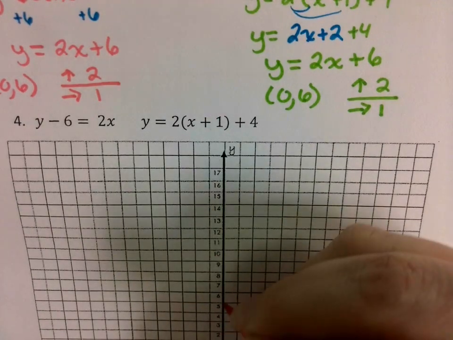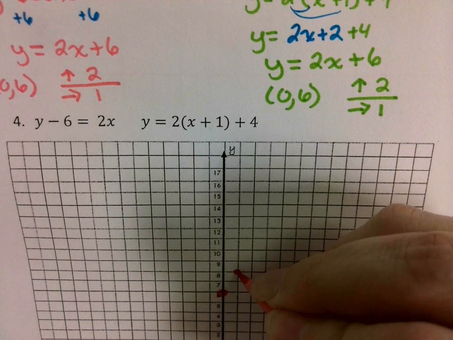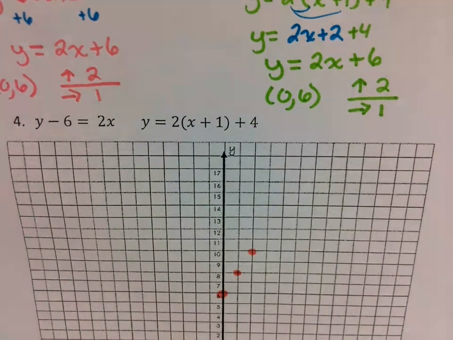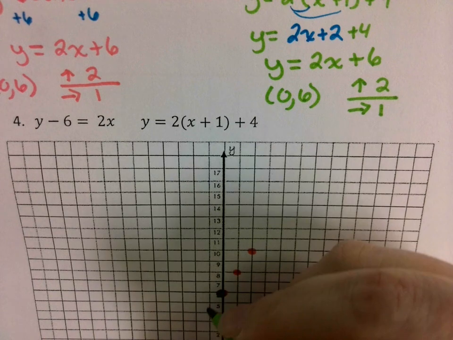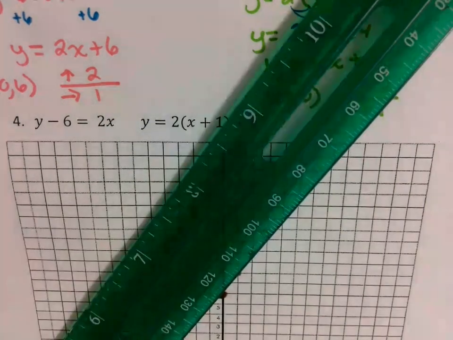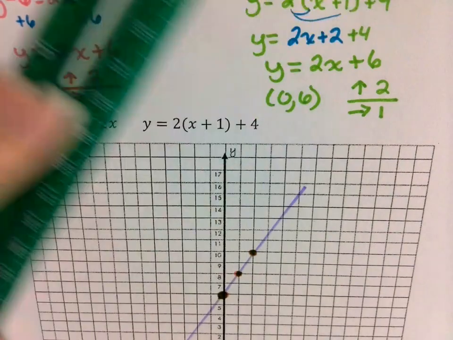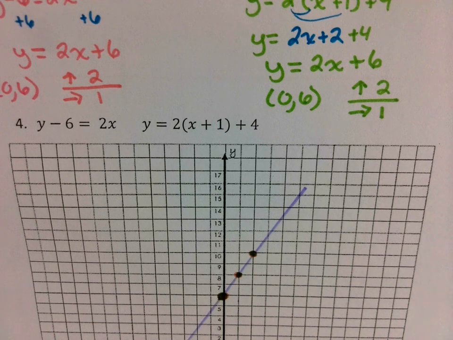We have the 6, and we're going to go up 2 to the right 1, up 2 to the right 1. And it doesn't matter because, again, I'm going to graph it at the 6, and then up 2 to the right 1, up 2 to the right 1. And it's just going to create an identical line. And then there's our graph. So it's just infinitely many solutions.